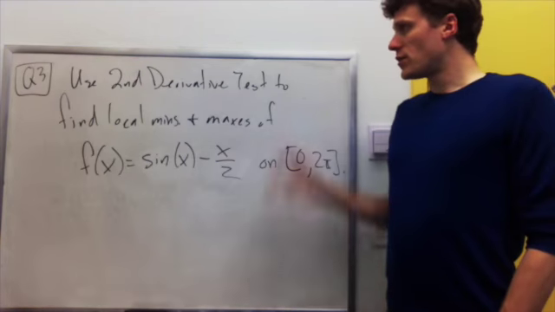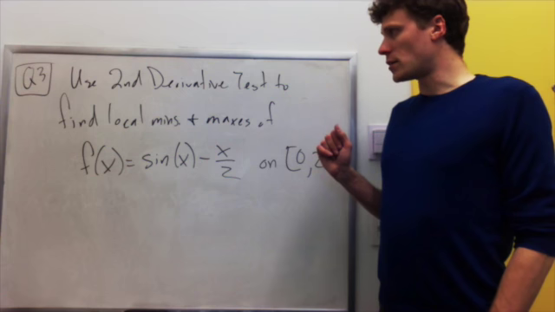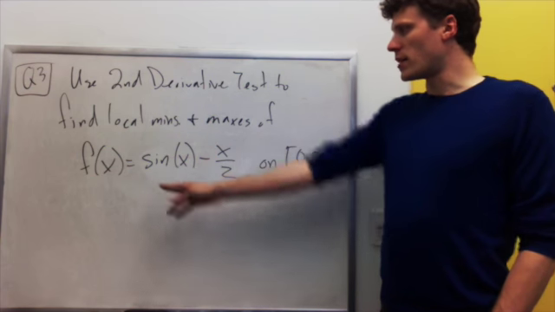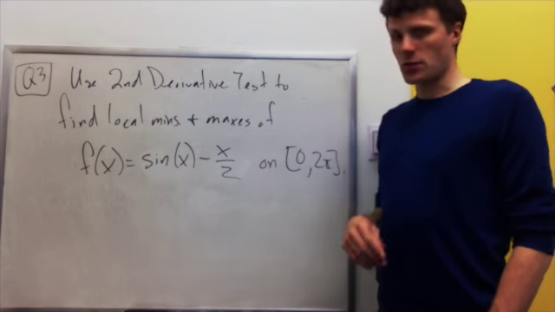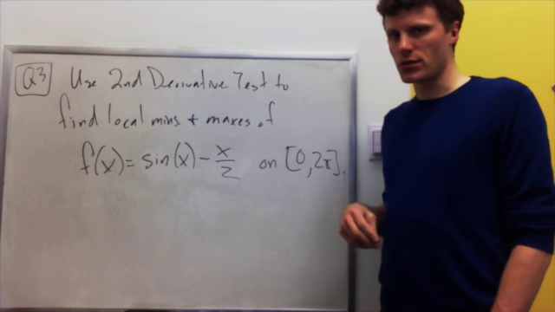Okay, so now let's use the second derivative test to find the local minimums and maximums of f of x equal to sine of x minus x over 2 on the interval from 0 to 2 pi.